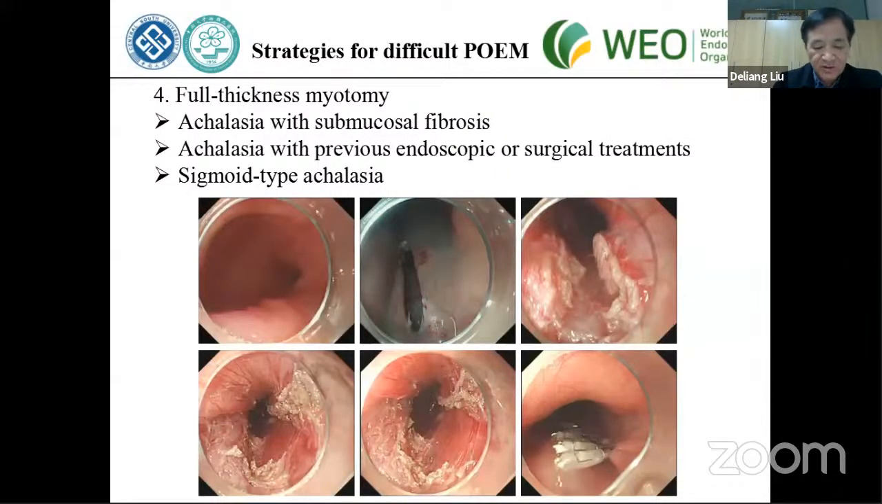Although circular myotomy is usually performed in POEM, full thickness myotomy at the esophagogastric junction may be performed in the following patients: achalasia with submucosal fibrosis, achalasia with previous endoscopic or surgical treatments, and sigmoid type achalasia. As full thickness myotomy may ease the POEM procedure, as well as provide better efficacy in these patients.